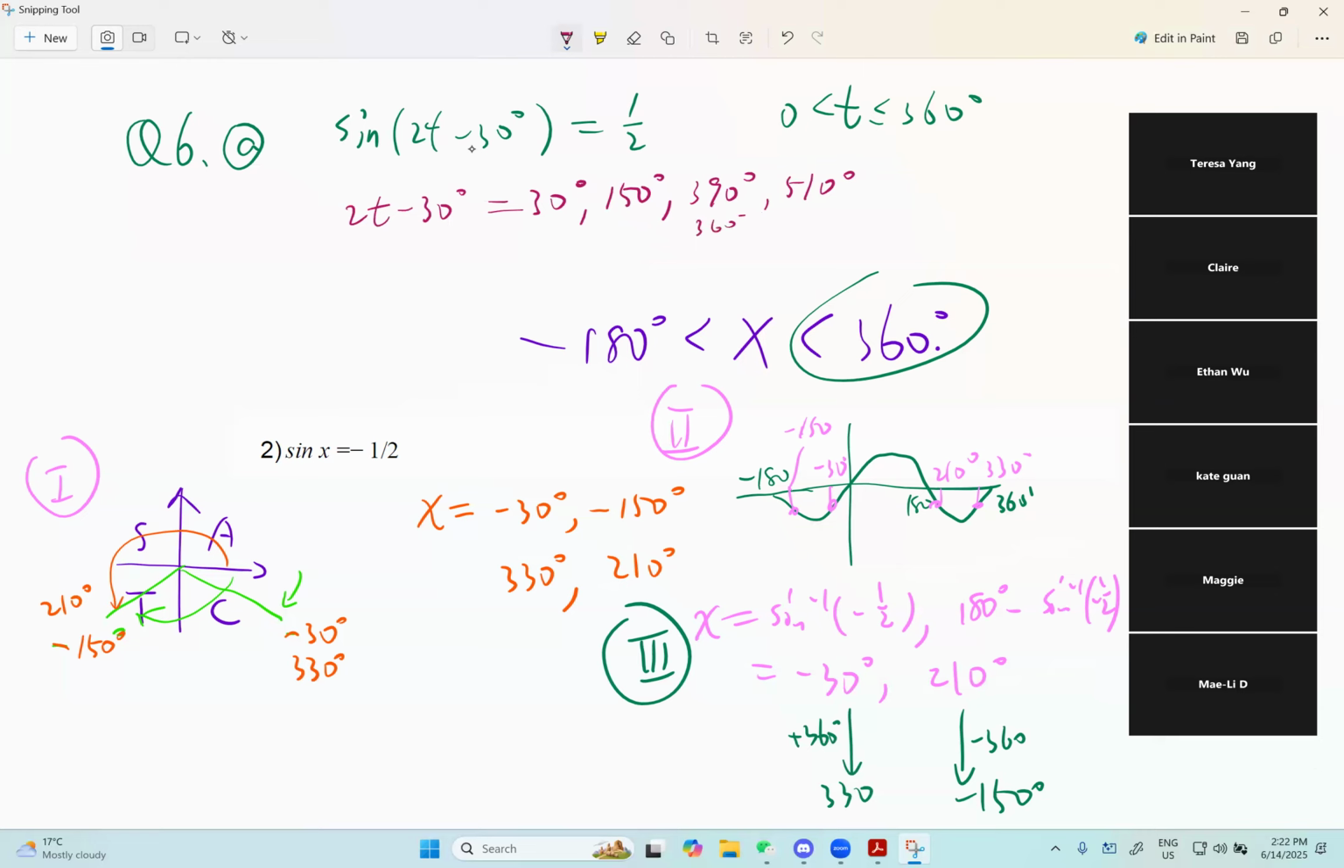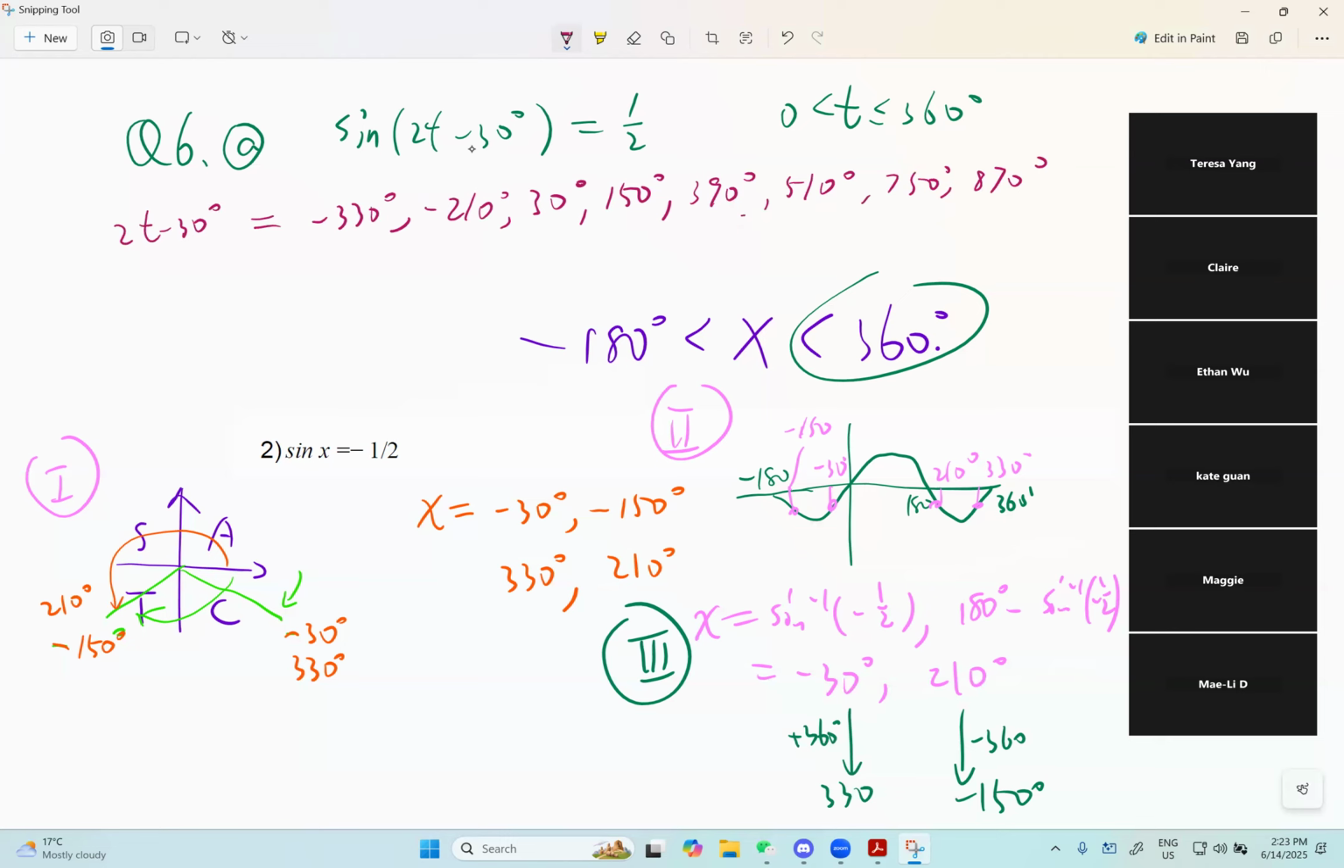Plus 360, 750. Plus 360, 870. So many. Of course, you can minus 360. For example, negative 210 minus 360. So many. This is 2t minus 30 degree.